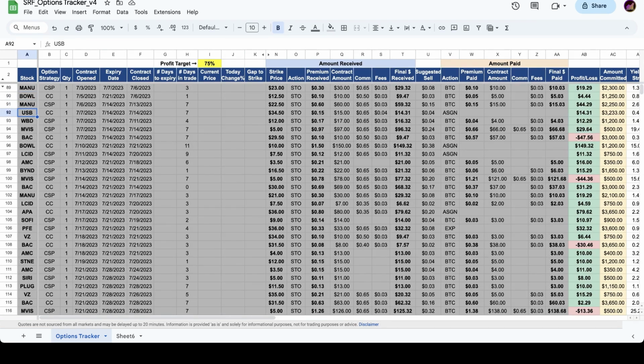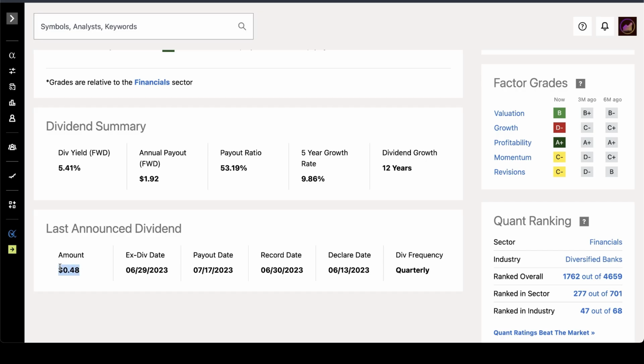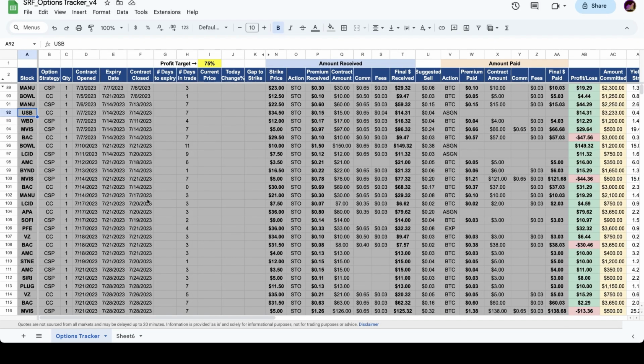then US Bancorp. So this one, I didn't raise a cash secured put. I bought it outright before its ex-dividend date, and I captured the dividends. And after that, I raised a covered call, and it got assigned. So whatever money I made on this, like around $14, is on top of the dividend amount. So I got paid $48 for holding US Bancorp by June 29th, and I got $14 more for the option transaction. So that was a pretty sweet one.